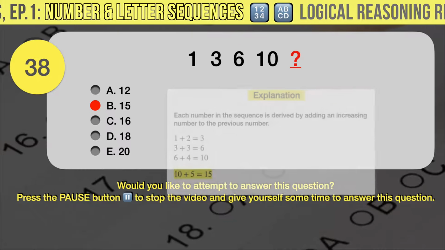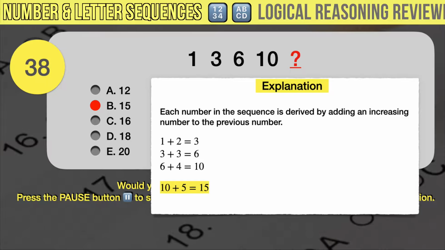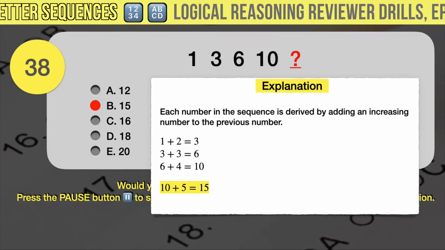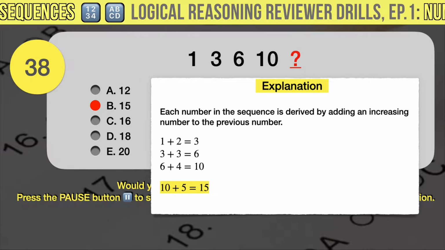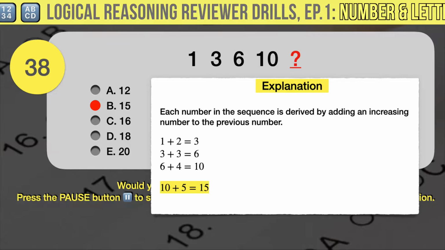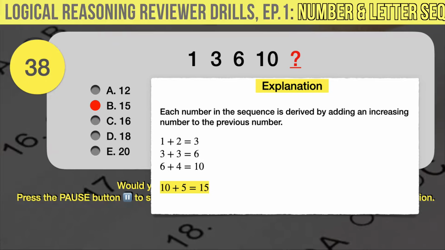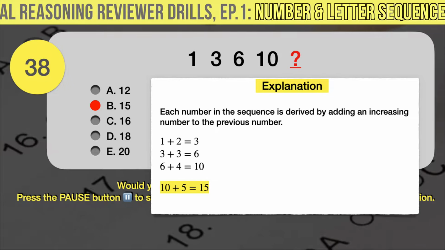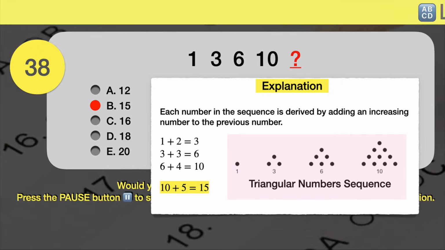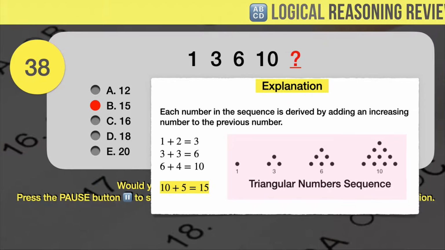15. Each number in the sequence is derived by adding an increasing number to the previous number. That is, 1 plus 2 equals 3. 3 plus 3 equals 6. 6 plus 4 equals 10. Therefore, the next number in the sequence should be 10 plus 5, which is 15. Incidentally, and again quite interestingly, this is also a special mathematical sequence known as a triangular number sequence. Pictorially, the triangular numbers can be represented as shown.